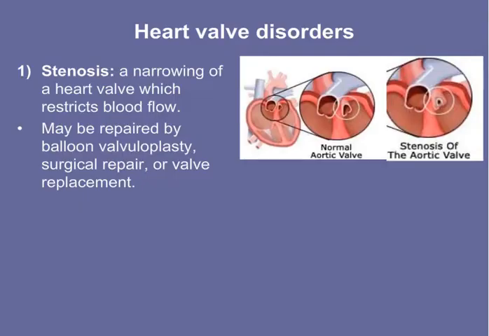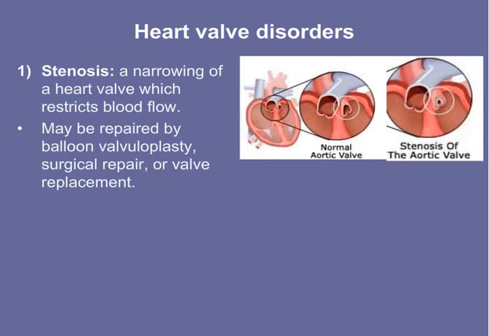So let's take a look at some heart valve disorders. The first of these is called stenosis. Stenosis just means narrowing of. So we can have stenosis within a valve or stenosis within a blood vessel. And narrowing is going to restrict the flow. And so we can repair this using something called valvuloplasty, or surgical repair of a valve, or we can use a replacement valve.